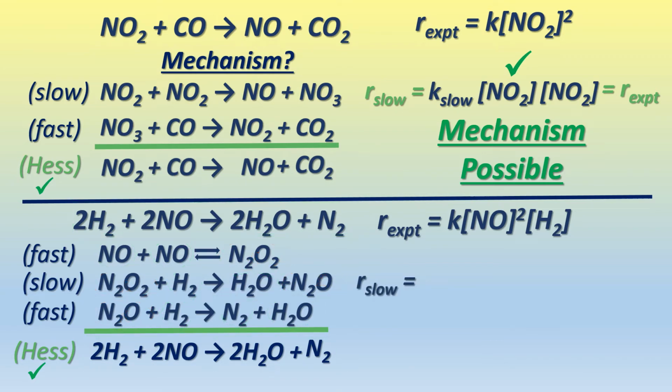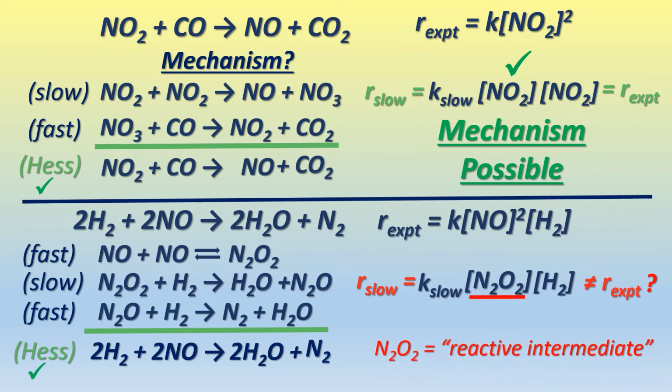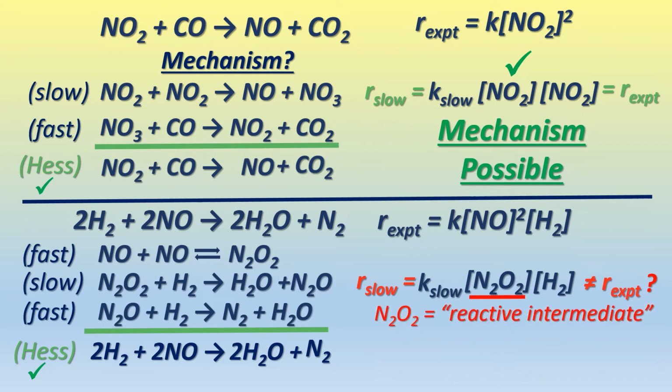My slow step is going to be equal to some constant times the concentration of the reactants, N2O2 and H2, to the first power each. This is not the same as the experimental rate law, which would seem to indicate that this is not a possible mechanism. However, you have the species N2O2 in here. This is what is called a reactive intermediate.